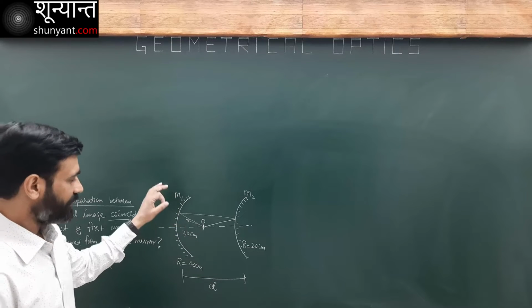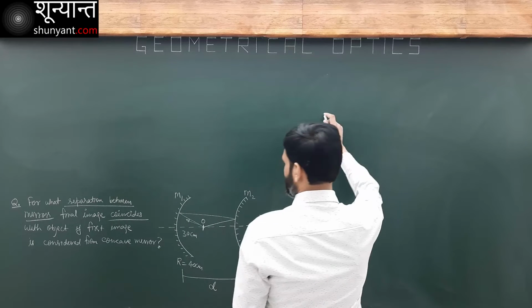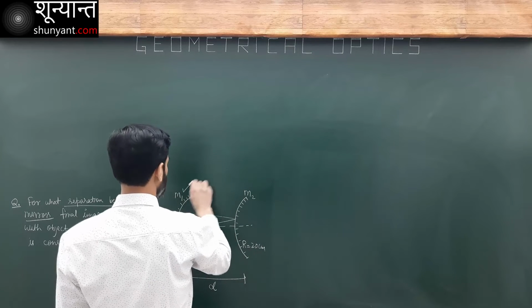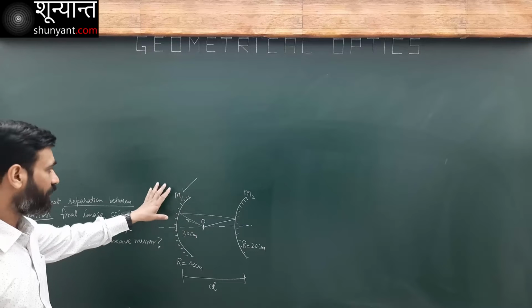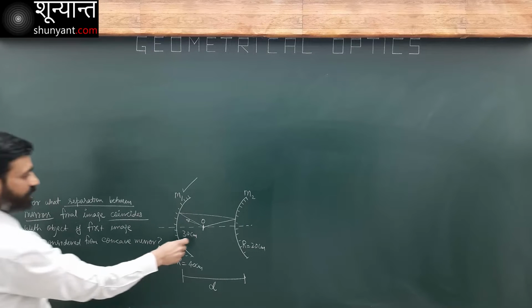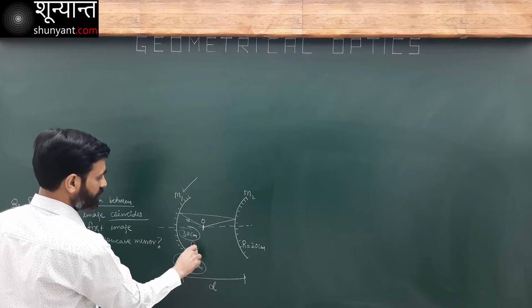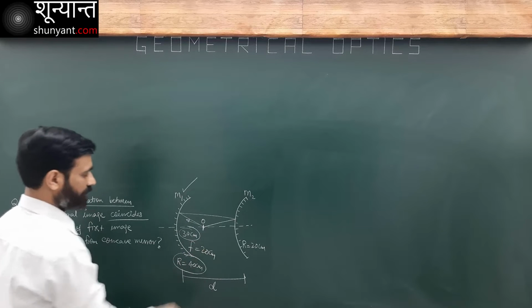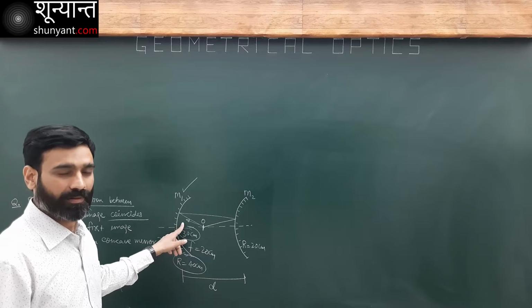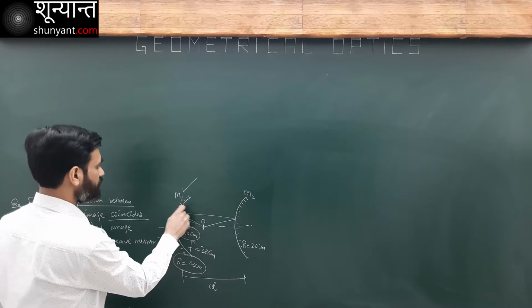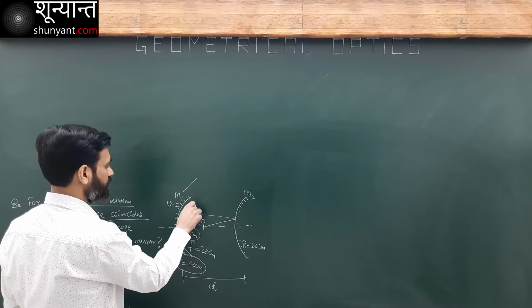Let's look at this. First, forget about M2. Let's focus on M1 only. All the values are given. This is 30 centimeter. This is 40 centimeter. So this focal length is going to be equal to 20 centimeter. Where will be the image? Do your calculation. The image is going to be equal to minus 60 centimeter.